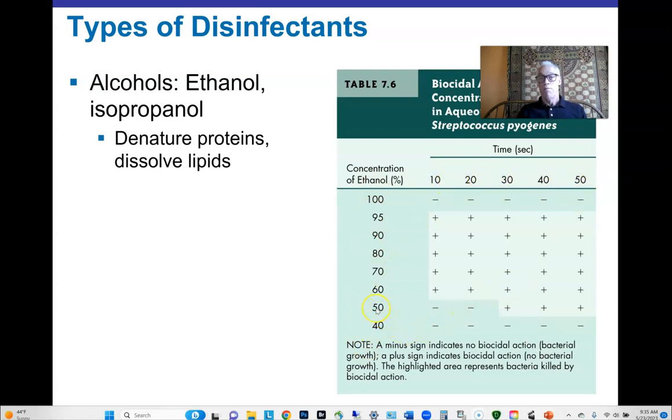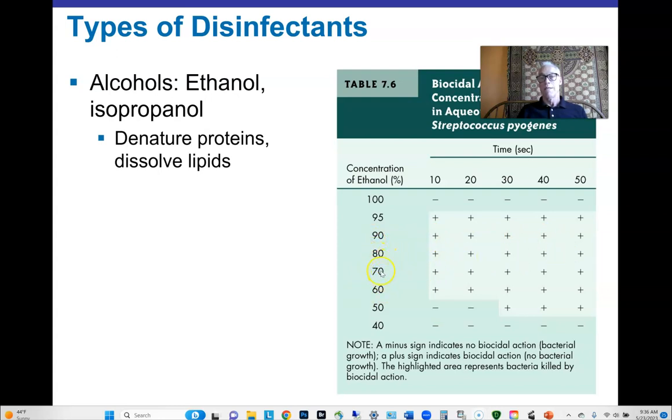So down here at 50% ethanol and water, 10 minutes, nope. 20 minutes, no, have not disinfected. In 30 minutes, we can successfully disinfect a solution, say, or a surface of bacteria. If we keep increasing the concentration of alcohol, we get more and more capability of disinfection.